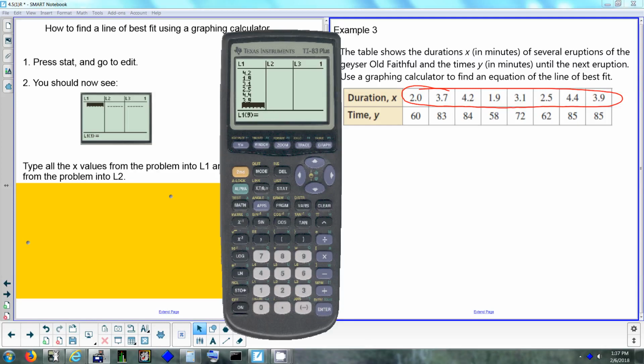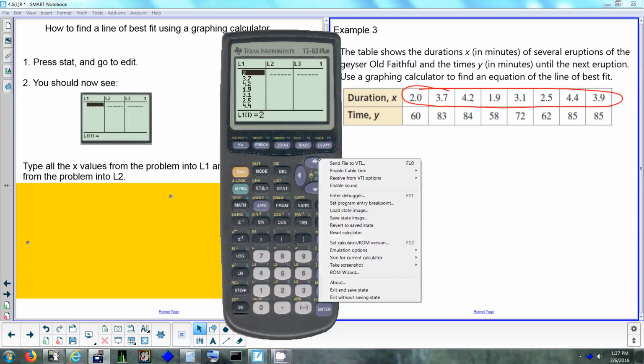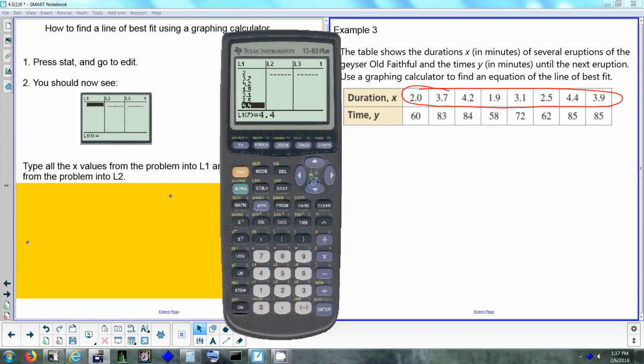Now, it might look like, well, wait a minute, where did the first ones I typed in go? They're still there. It's just the calculator screen can only show so many at one time. Okay, so that's perfect. Does everybody have all those numbers that I haven't read? I'm going to talk about L2 in a second. So we've got those numbers in L1. Anybody not have those? You good, Fred?